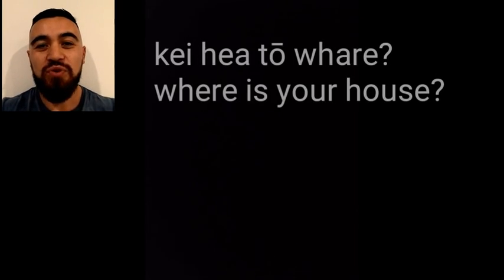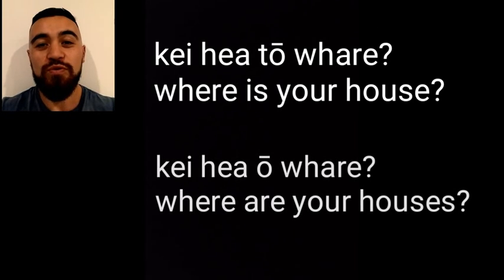The next is yours. Kei hea tō whare, where is your house? Kei hea ō whare, where are your houses? Again, we just drop the T. So the first one, T-O, tō, the next one, O, ō. Kei hea tō whare, kei hea ō whare. Where is your house? Where are your houses?